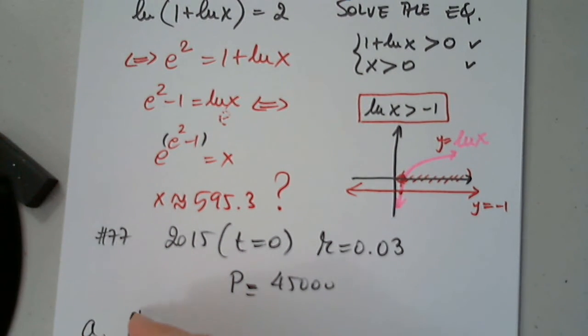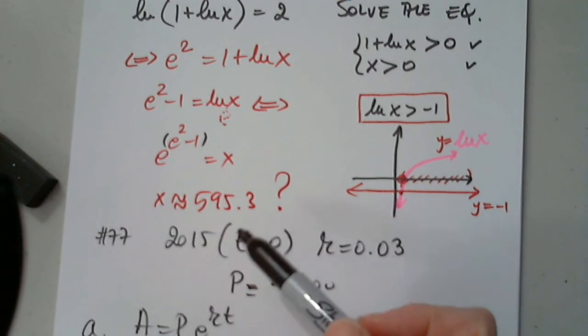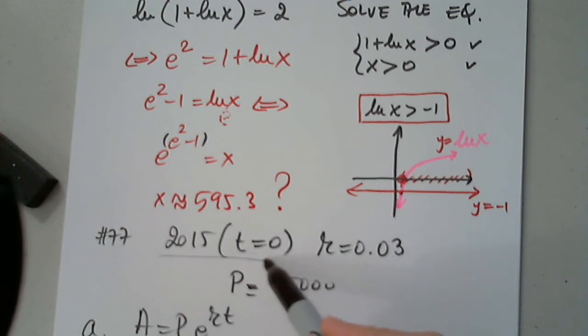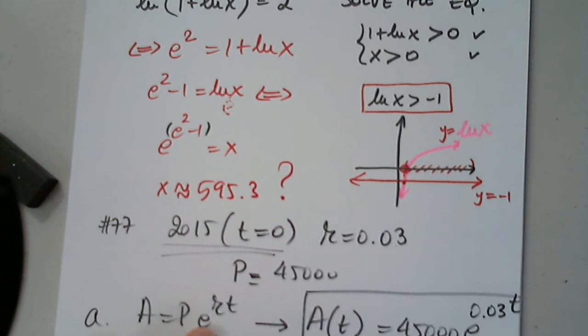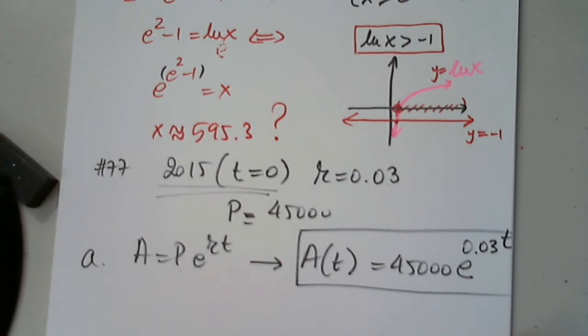So A equals P e to the RT, where P is 45,000, R is 0.03, and T is T. So this should be really written as A of T. T is the only variable here. And we have 45,000 times e to the 0.03 T. That's it. All we had to do is identify what these represent and plug them in. That is our first step.